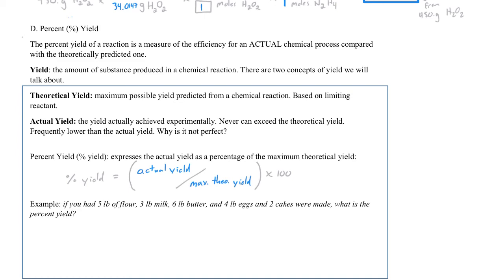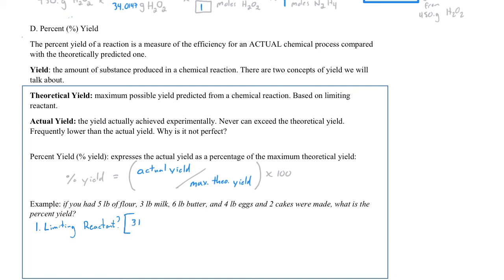Once we have the actual yield and the maximum theoretical yield, we divide the actual by the theoretical, and then we multiply it by 100 to give a percentage. So, for example, back with our pound cake analogy, if we had 5 pounds of flour, 3 pounds of milk, and 6 pounds of butter, and 4 eggs, and 2 cakes were made, what is the percent yield?